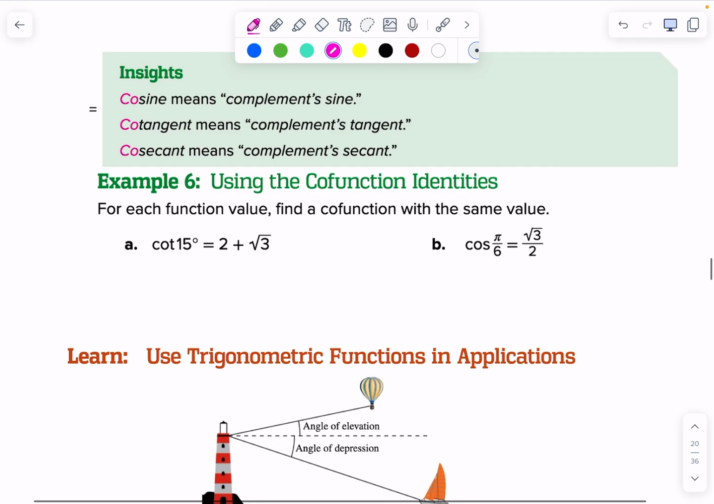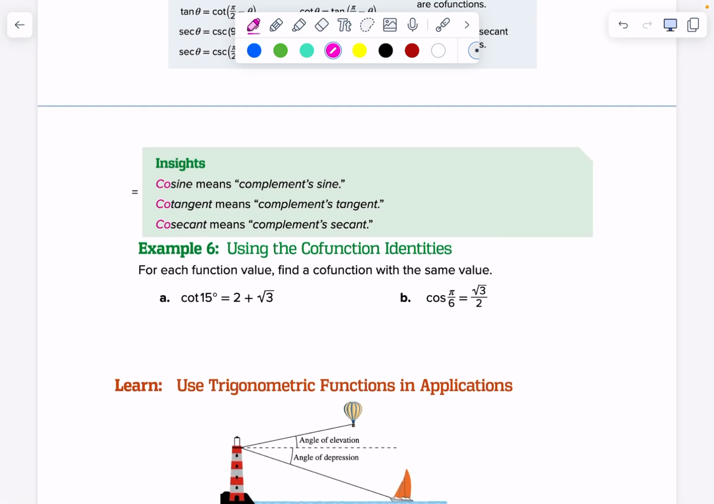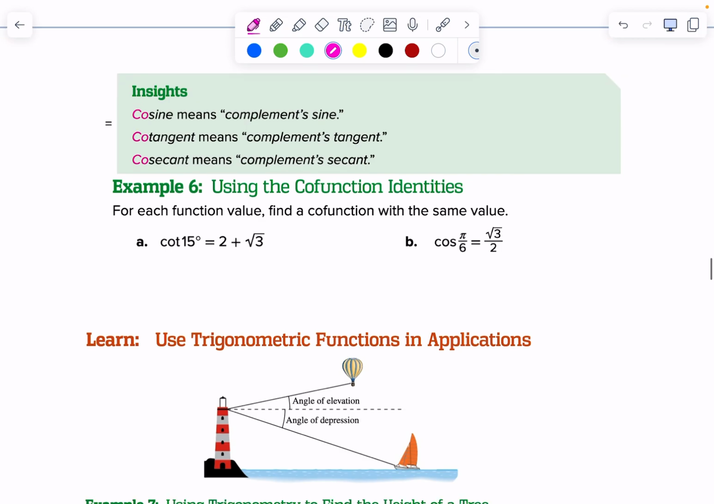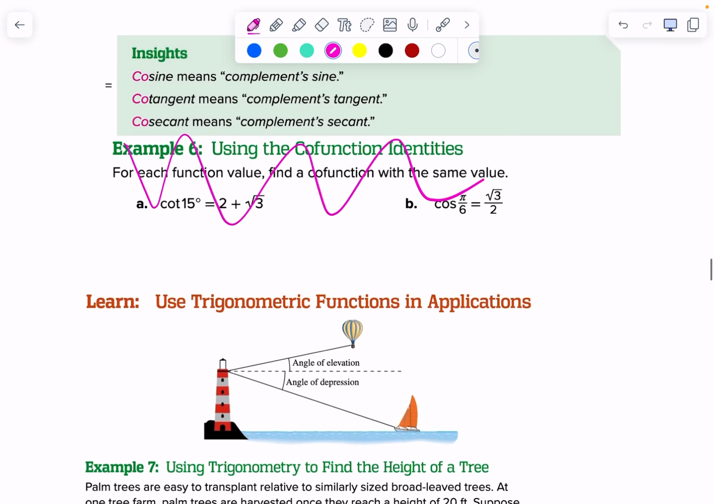Just ignore them. Find a cofunction with the same value. I'm going to skip example 6 because I don't want to talk about it yet.